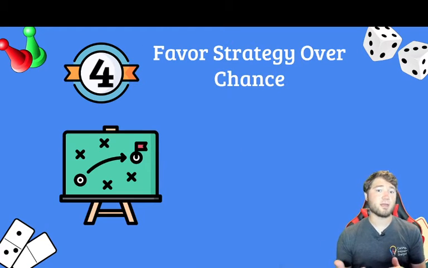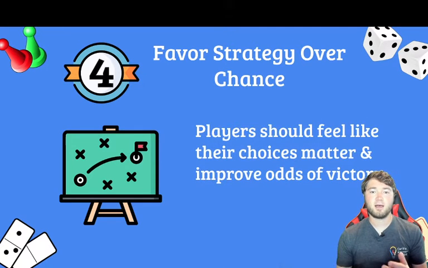A fourth key is always favor strategy over chance. If you have a game that's heavily based on chance, the players don't feel like they're influencing it. They feel like they're rolling a dice or spinning a spinner, and Lady Luck is the only thing that determines who wins and loses. So think about how chance works into your game, and maybe chance is a calculated risk. So in this example, players should feel like their choices matter, and that is what improves their odds, not just a lucky roll of a dice or some other randomness.